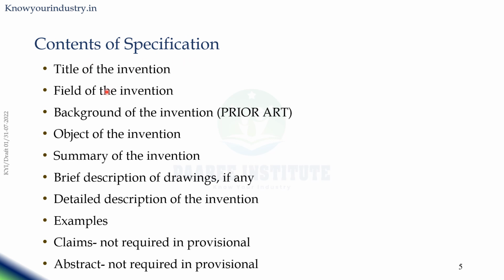Contents of specification: title of the invention, field of the invention, background of the invention, object of the invention, summary of the invention, brief description of drawings if any, detailed description, examples, claims. They are not required in the provisional specification, but they are required for the complete specification. Abstract: not required in provisional, but required for the complete patent application.